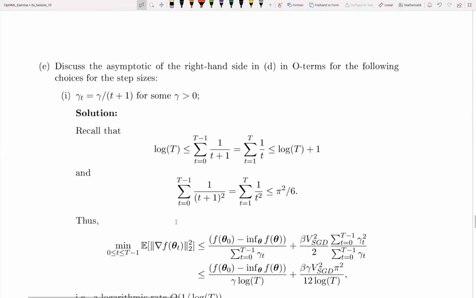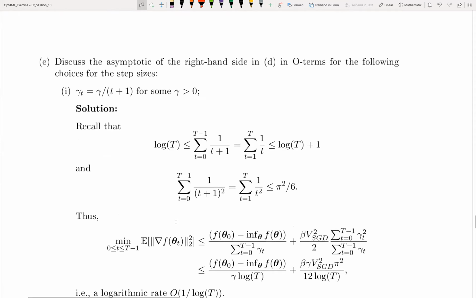And we look at different choices of the step sizes, and see what happens. The first is we let it decrease in a linear manner. So the step sizes are gamma divided by t plus 1 for some fixed base value gamma.